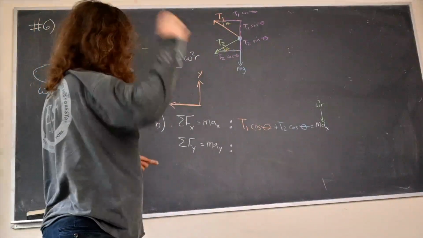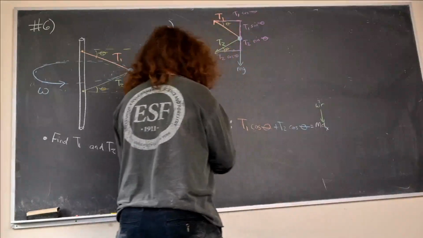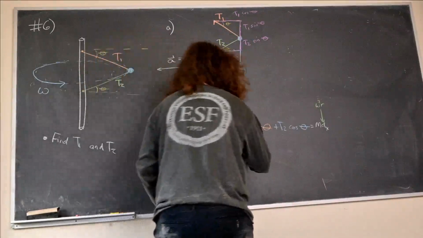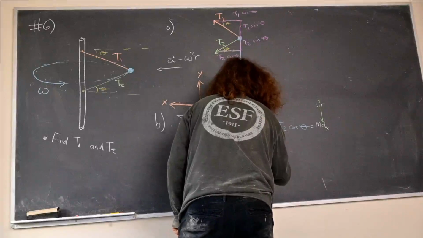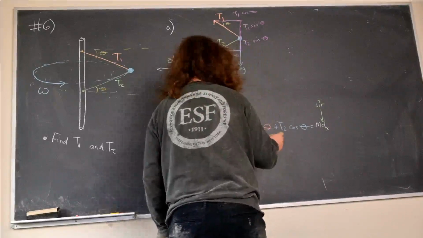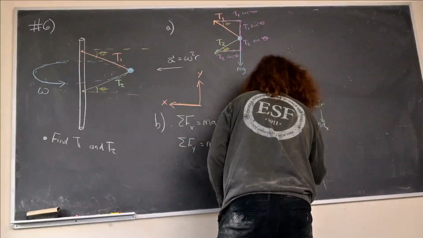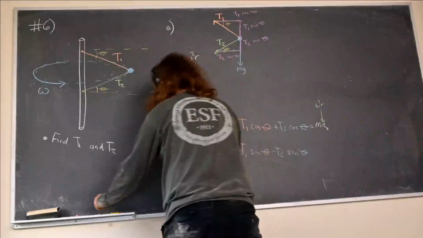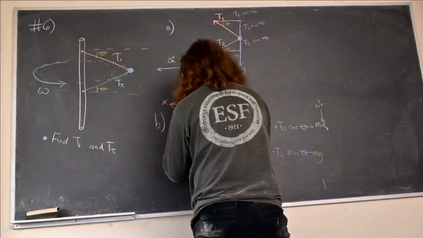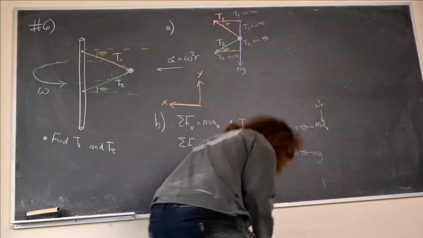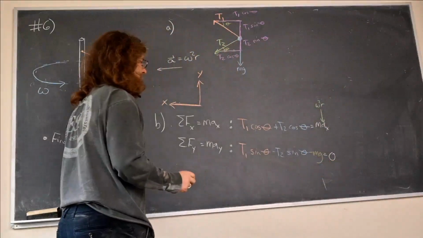And then in the y direction, I've got T1 sine theta going up, T2 sine theta, and mg going down. So I have T1 sine theta, but now the signs change, minus T2 sine theta minus mg. And here I'm just going to skip a step and write equals 0, because I know the acceleration in the y direction is 0.